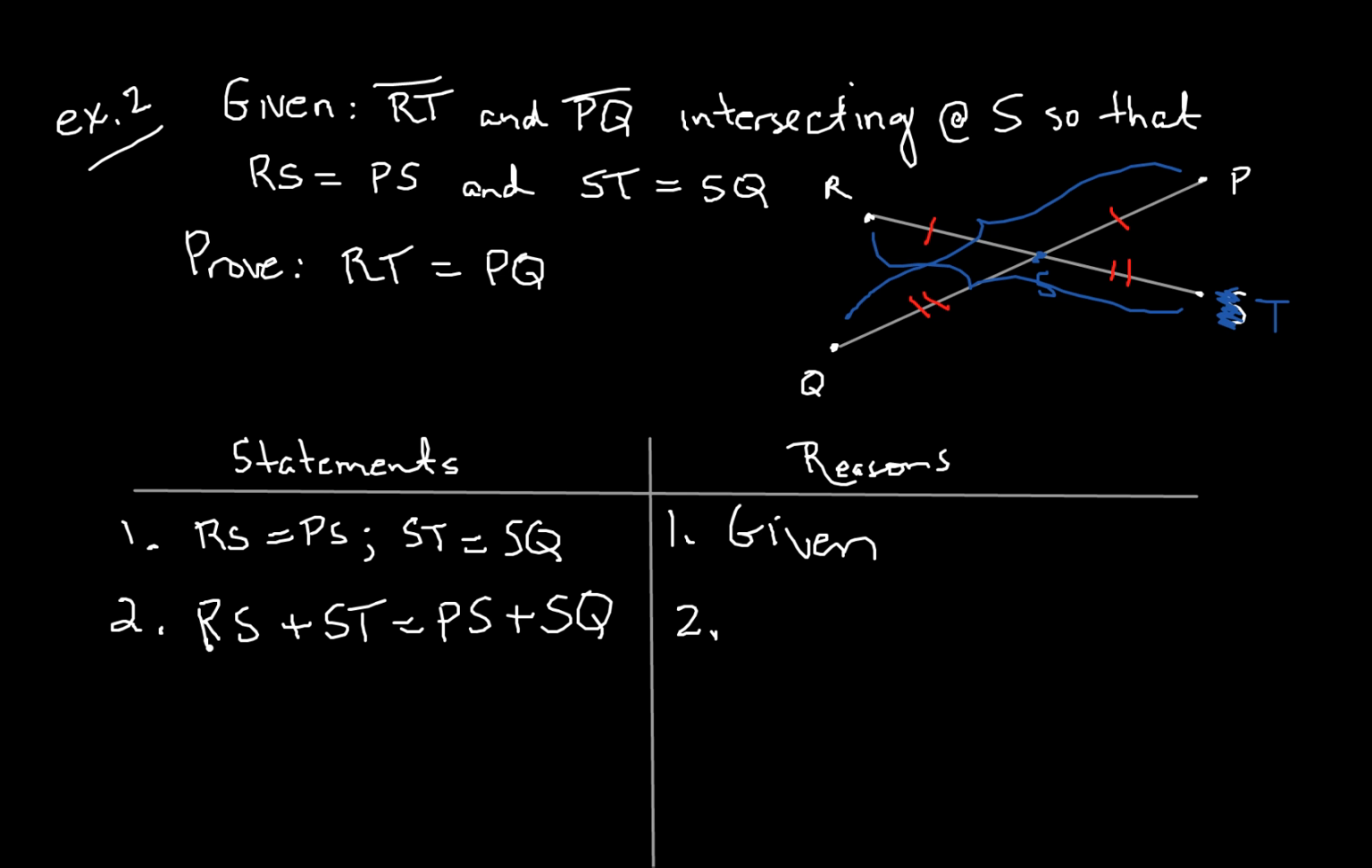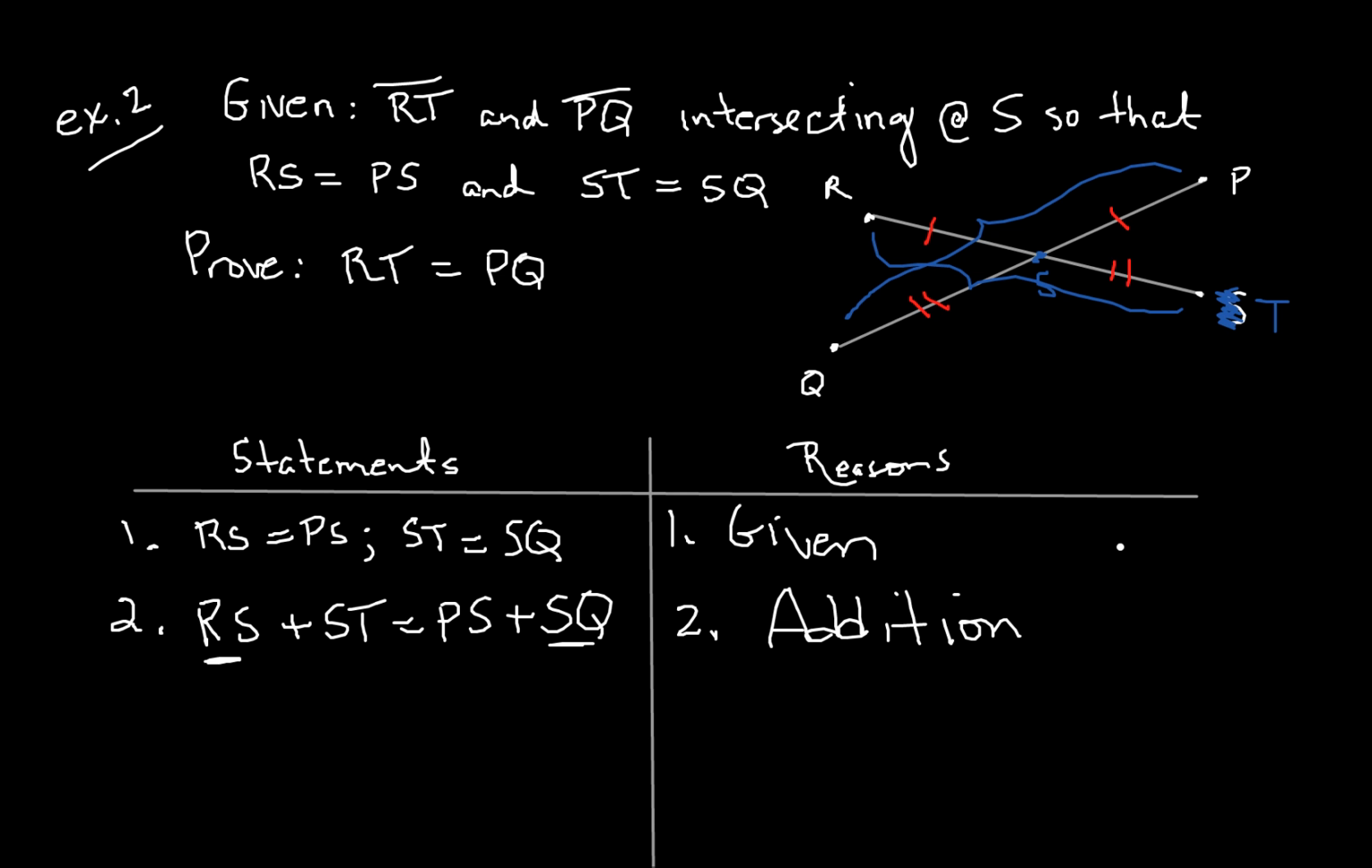Okay, so the next step is RS. At first they're going to give you all the statements and you just have to come up with the reasons, so don't panic. So RS plus ST, let's look at that. We're adding two segments together. We know that ST and SQ are congruent, so we're just adding RS and SQ. We're just adding equal parts to equal things, and that's called our addition property.